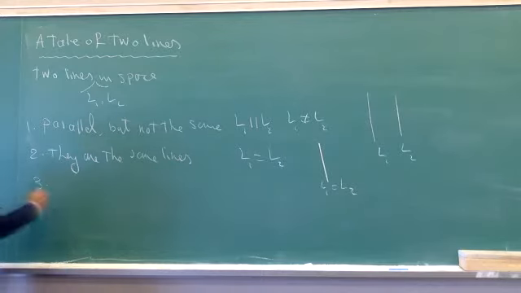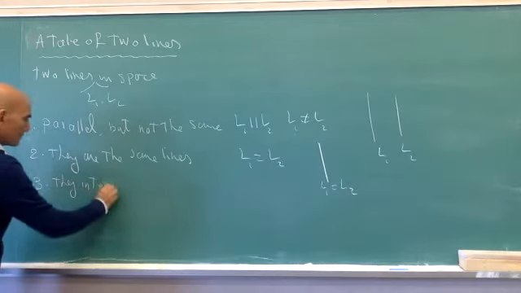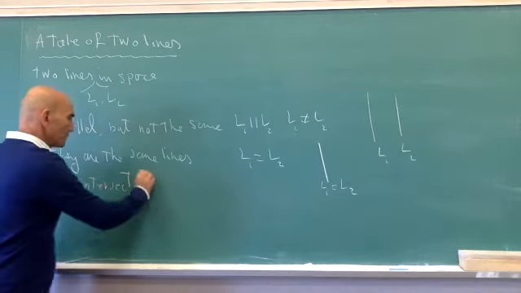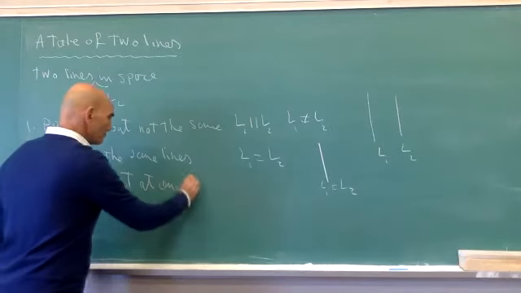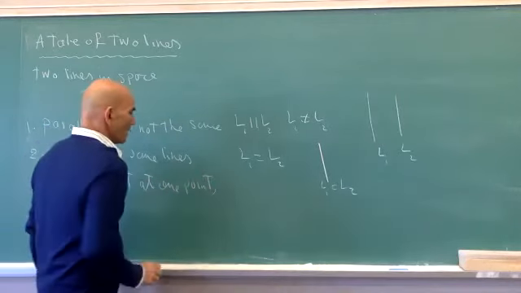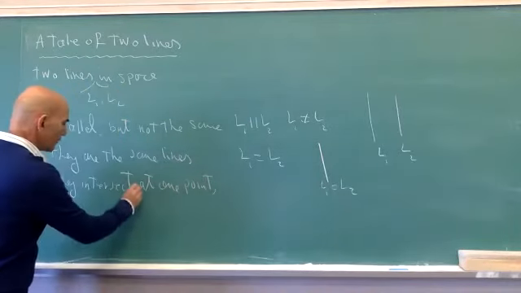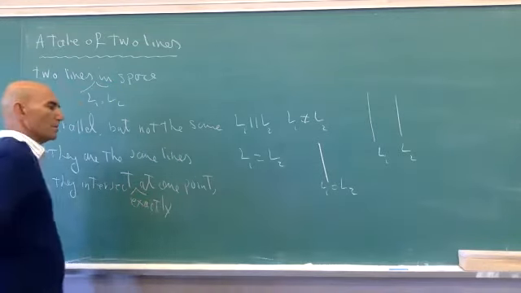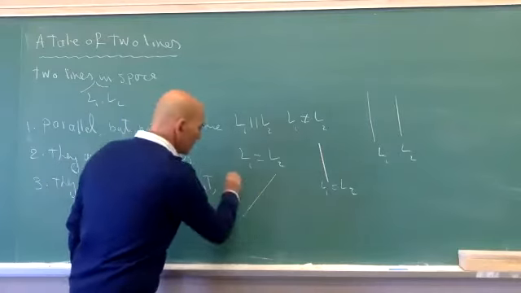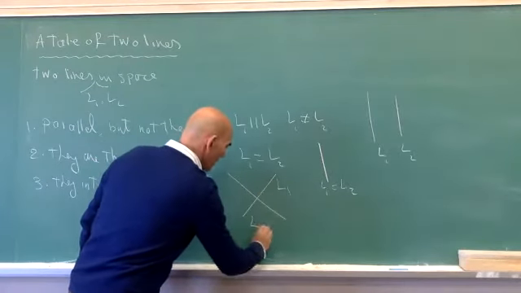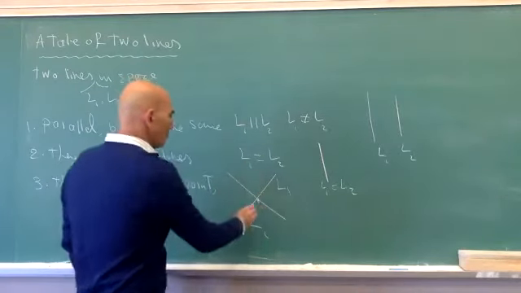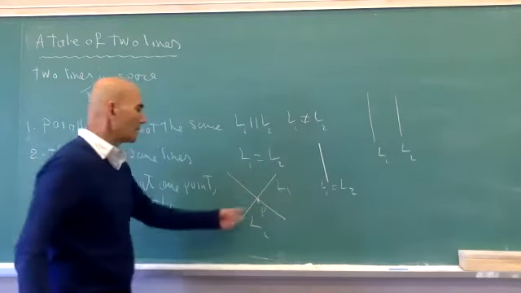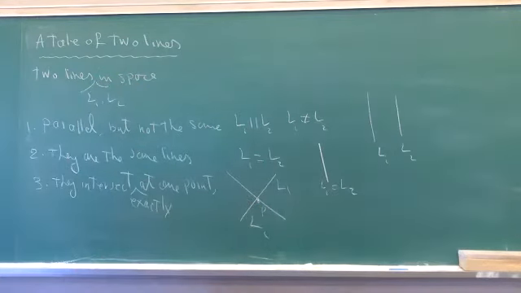They intersect at one point, meaning exactly at one point. So this is 2 lines L1 and L2 intersecting at one point P. Remember, these lines are not in the plane. The lines are in space, so they can be.